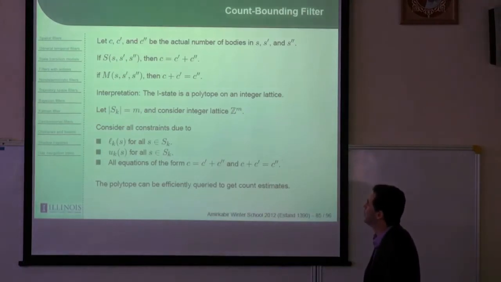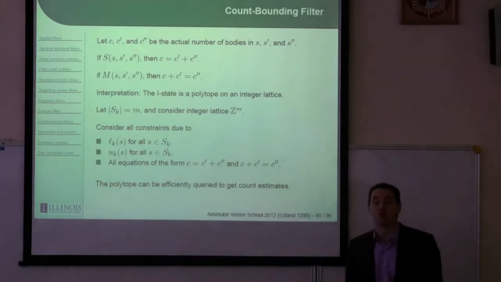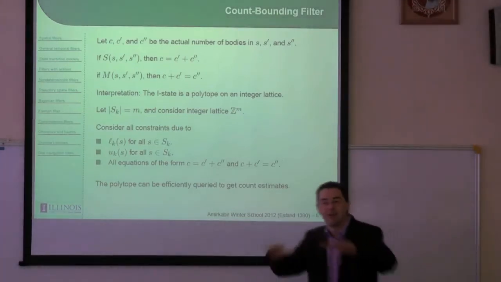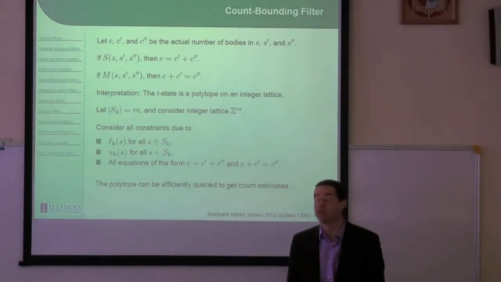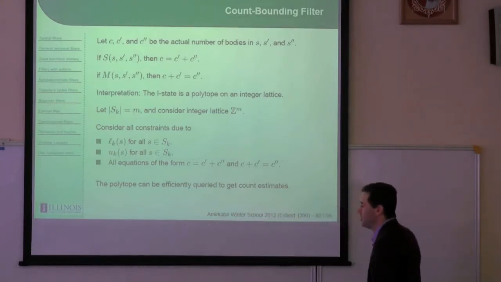So here's what's interesting. The information state in this filter is actually a polytope. Right? So a high-dimensional polygon, a polytope. Convex polytope, it turns out. Because here's the interesting thing.